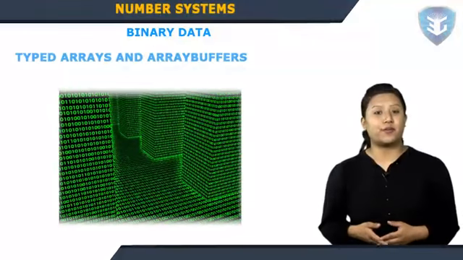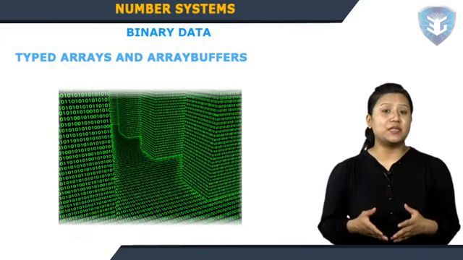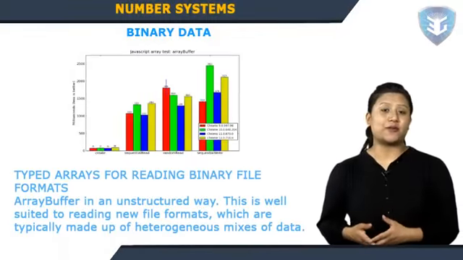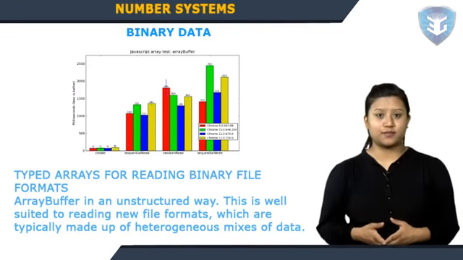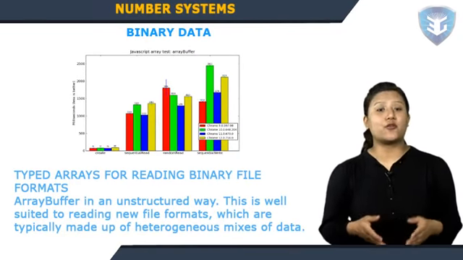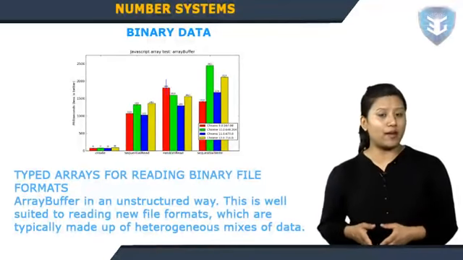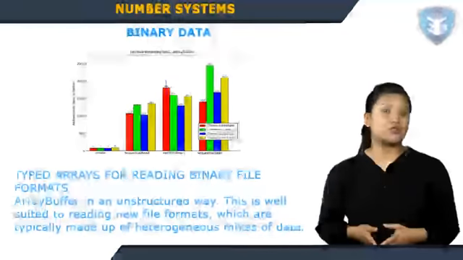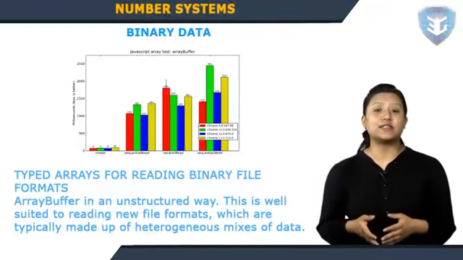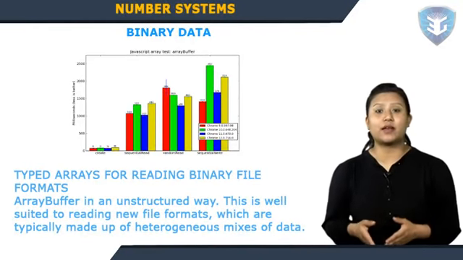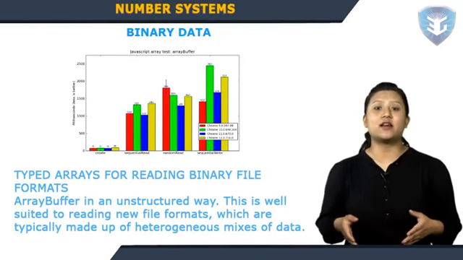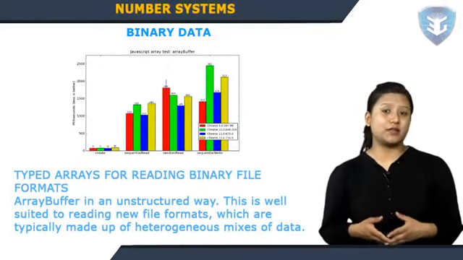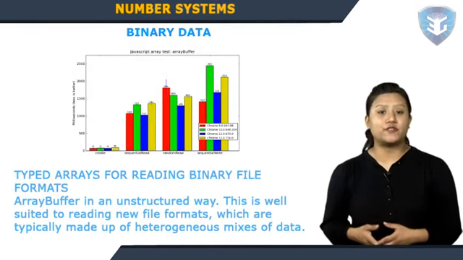Typed arrays and array buffers. Typed arrays provide a means to look at raw binary contents of data through a particular typed view. Typed arrays for reading binary file formats: typed arrays can be used to read and render the contents of custom binary file formats that are not natively supported by the browser. As well as the various array types introduced above, typed arrays also provide a data view object that can be used to read and write the contents of an array buffer in an unstructured way. This is well suited to reading new file formats, which are typically made up of heterogeneous mixes of data.